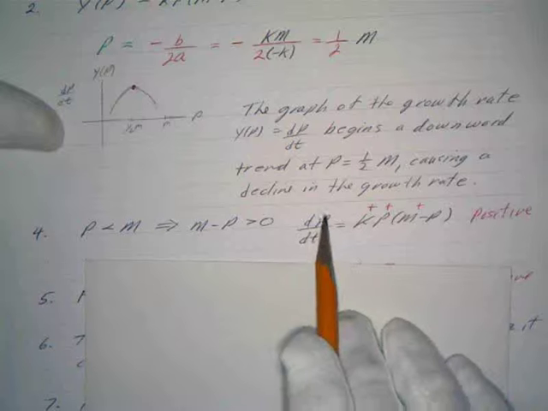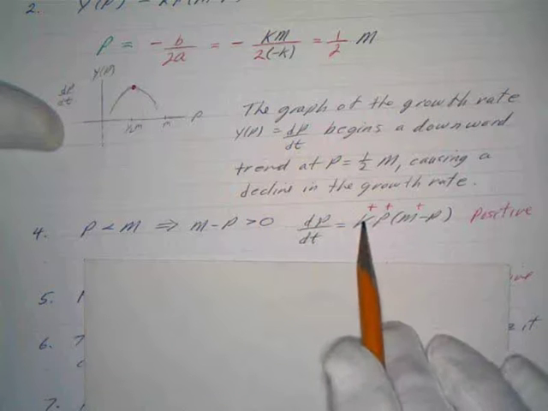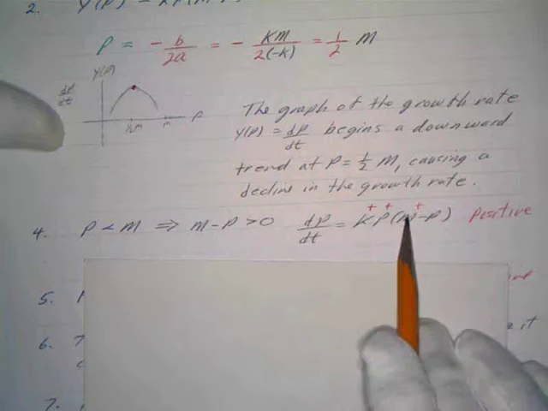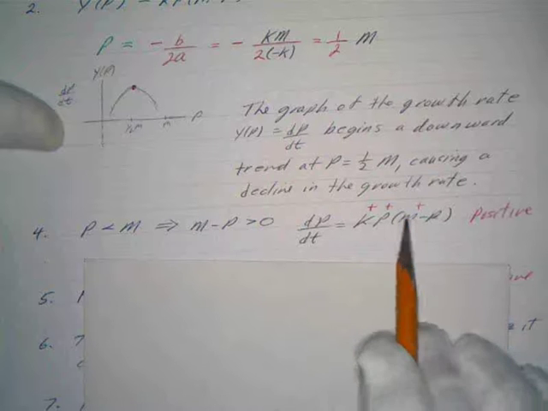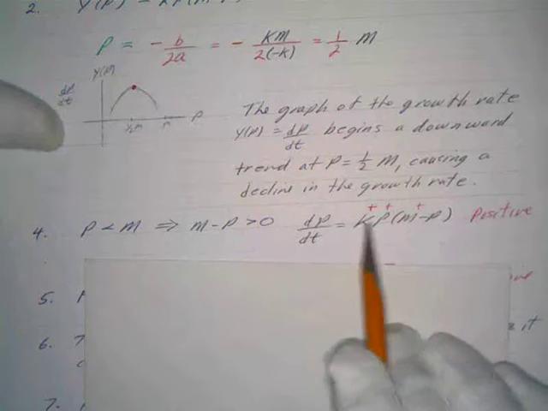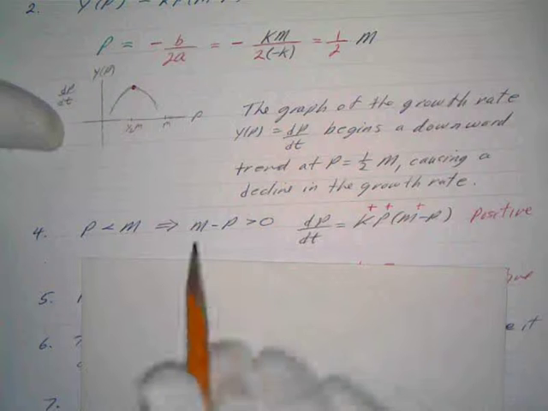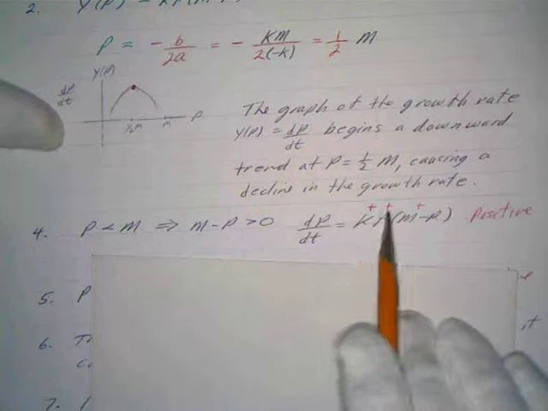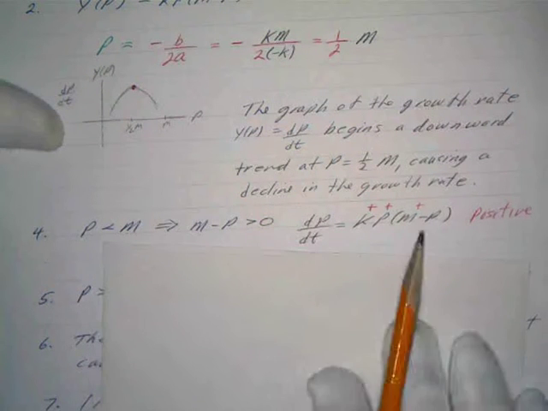So this is my growth rate, dP/dt, and k is positive. We just told you that. M is positive, I'm sorry. Well, m is positive, k is positive, p is positive, and m minus p is positive. So I got 3 factors here. They're all positive, so my growth rate will be positive.